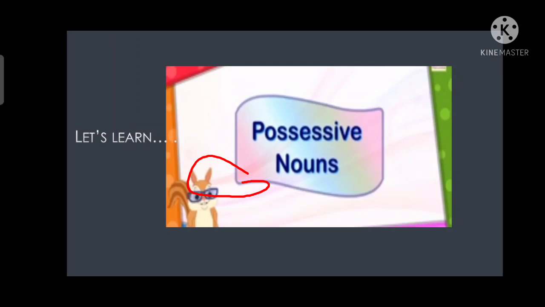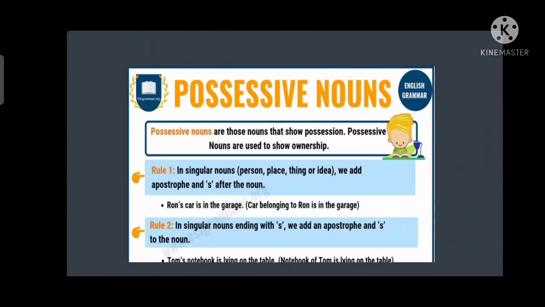Now let us learn one by one. So first we will start with possessive nouns. Possessive nouns are those nouns that show possession. Possessive nouns are used to show ownership. Now let's see rule one. In singular nouns, for example a person, place, thing or idea, we add an apostrophe and s after the noun. Okay, let's see the example.